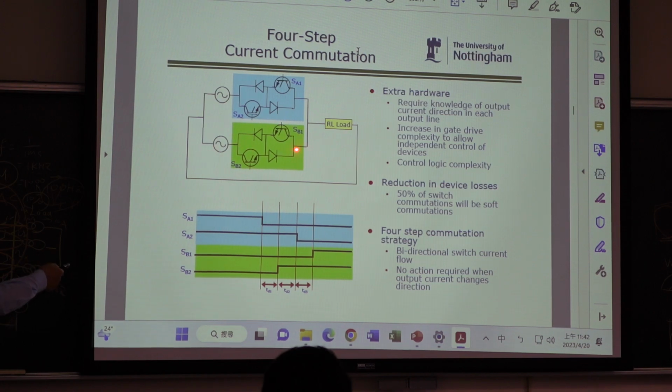If this is turned on, can I turn on this one? Yes, because the current will decide. If the current goes this way, then SP2 is turned on, but SP1 turning on is useless. But I can turn it on, right?